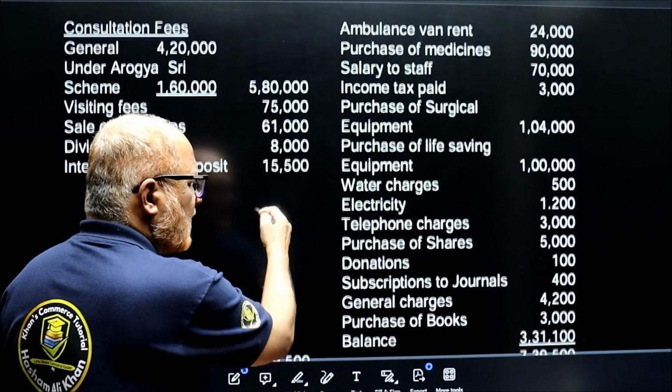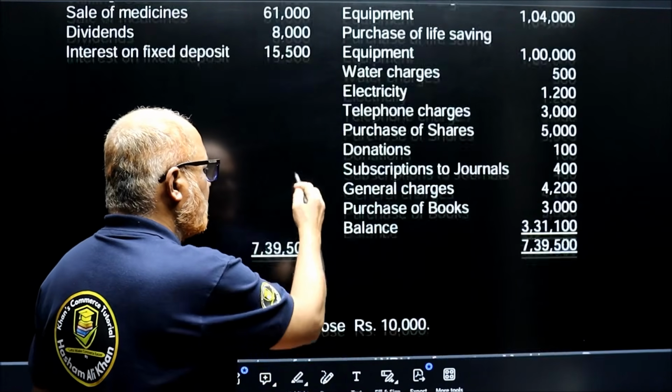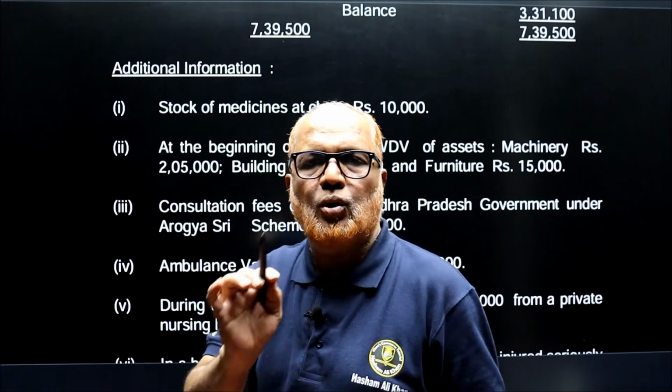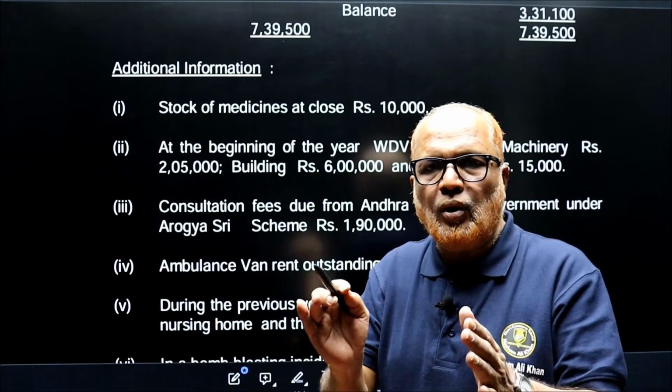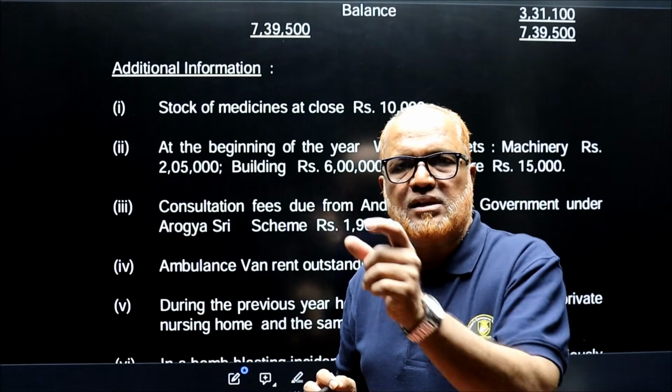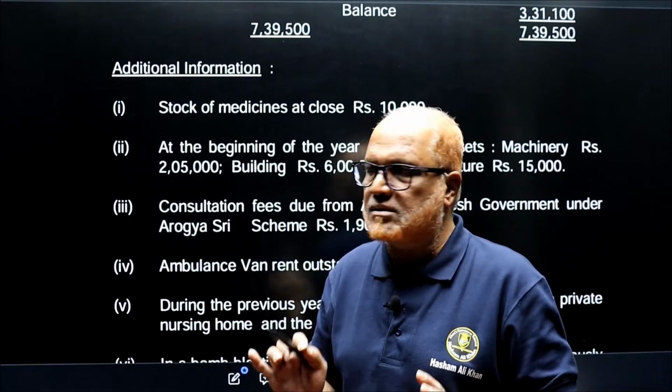Now the balance in the cash book is given as 3,31,100, which we don't require. We don't require the opening balance of cash and the closing balance of cash. We need only receipts and payments. We have to see what the professional receipts and professional expenses are.